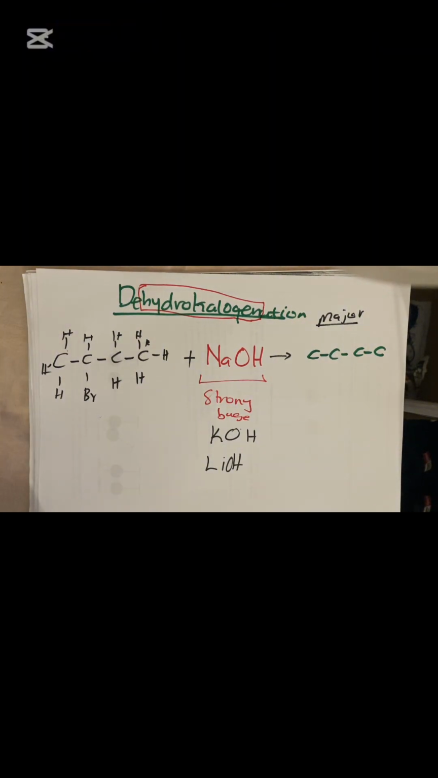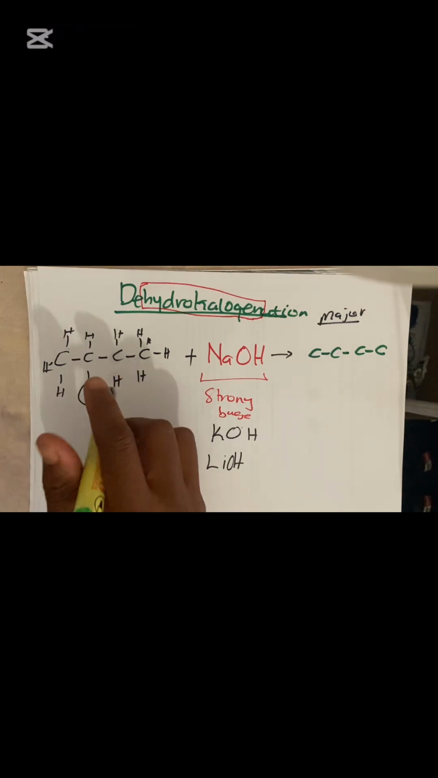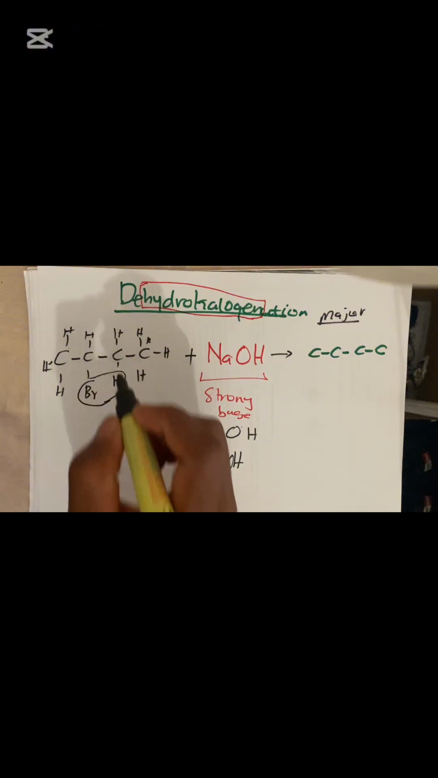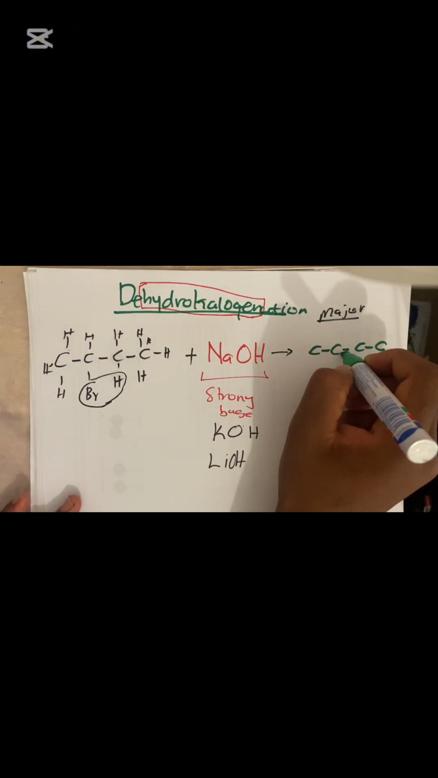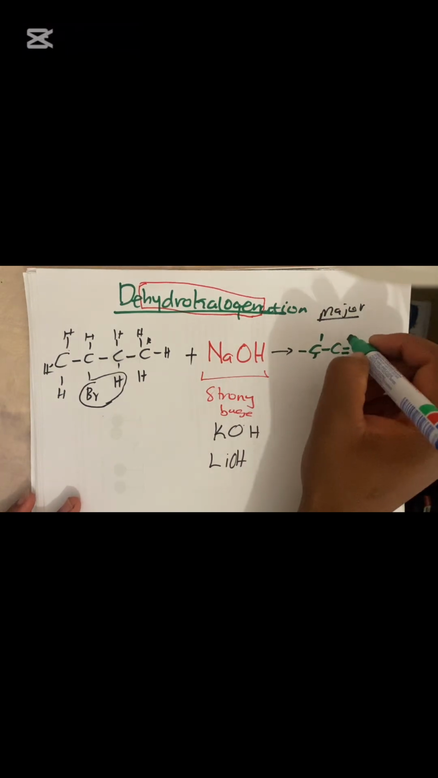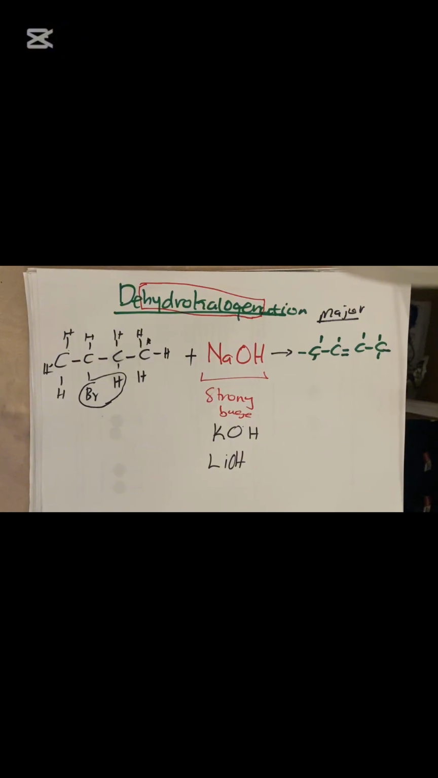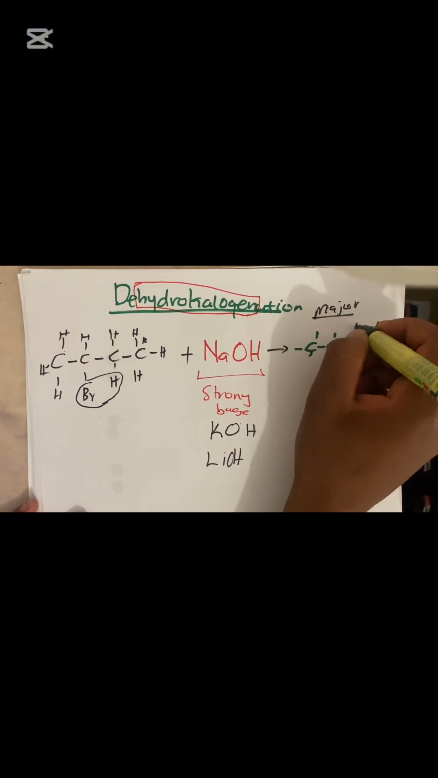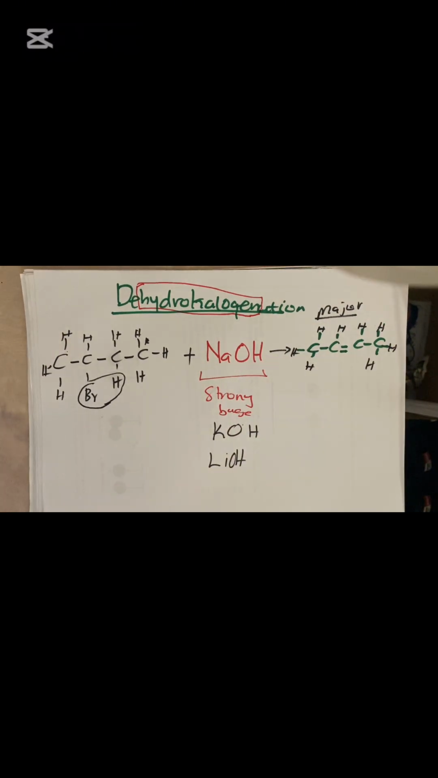In order for us to form a major product, we are going to be removing this Br, this halogen, and this hydrogen. And then from there, between carbon number 2 and 3, we are going to have a double bond. Remember, guys, you must be careful about the number of bonds around the carbon. Don't just write any. Remember that each and every carbon must be bonded 4 times.